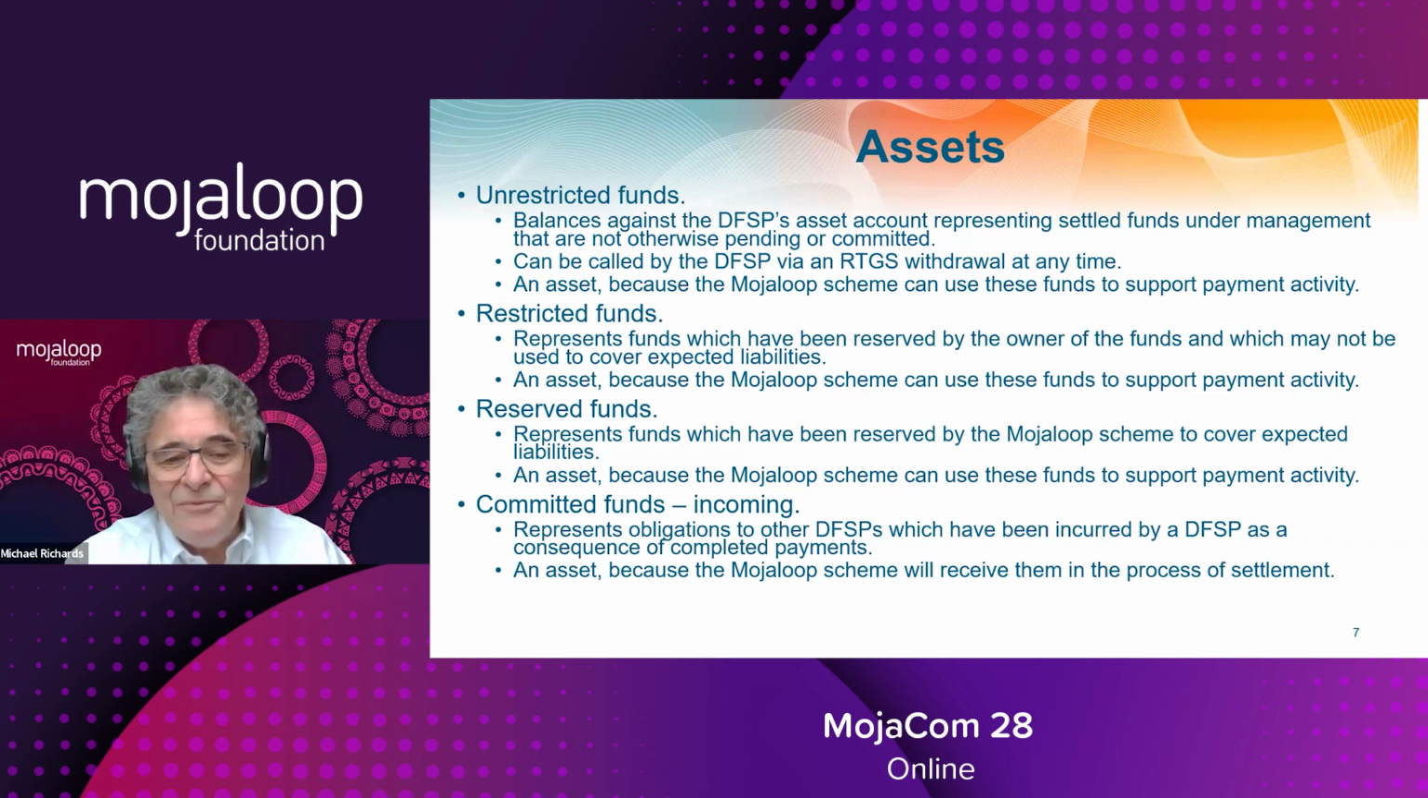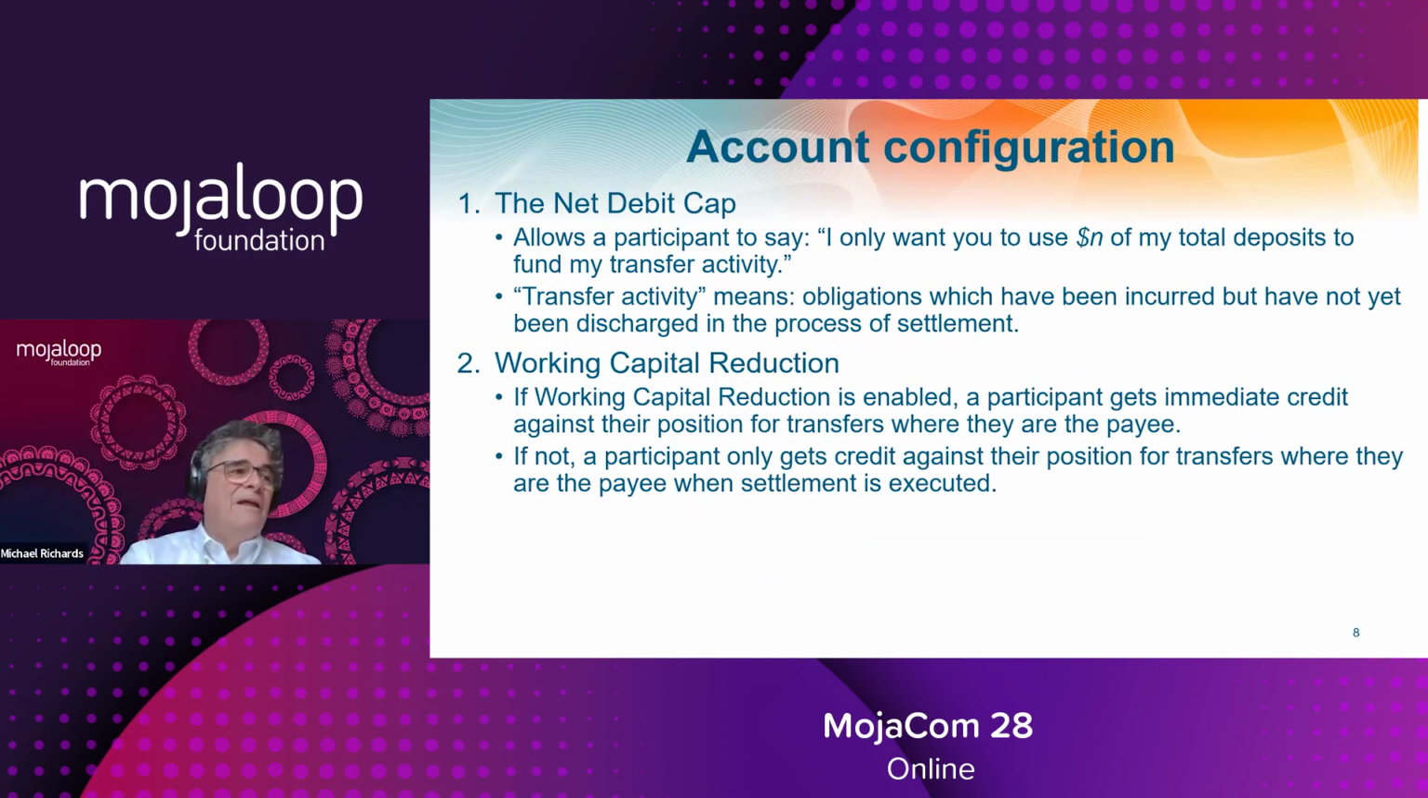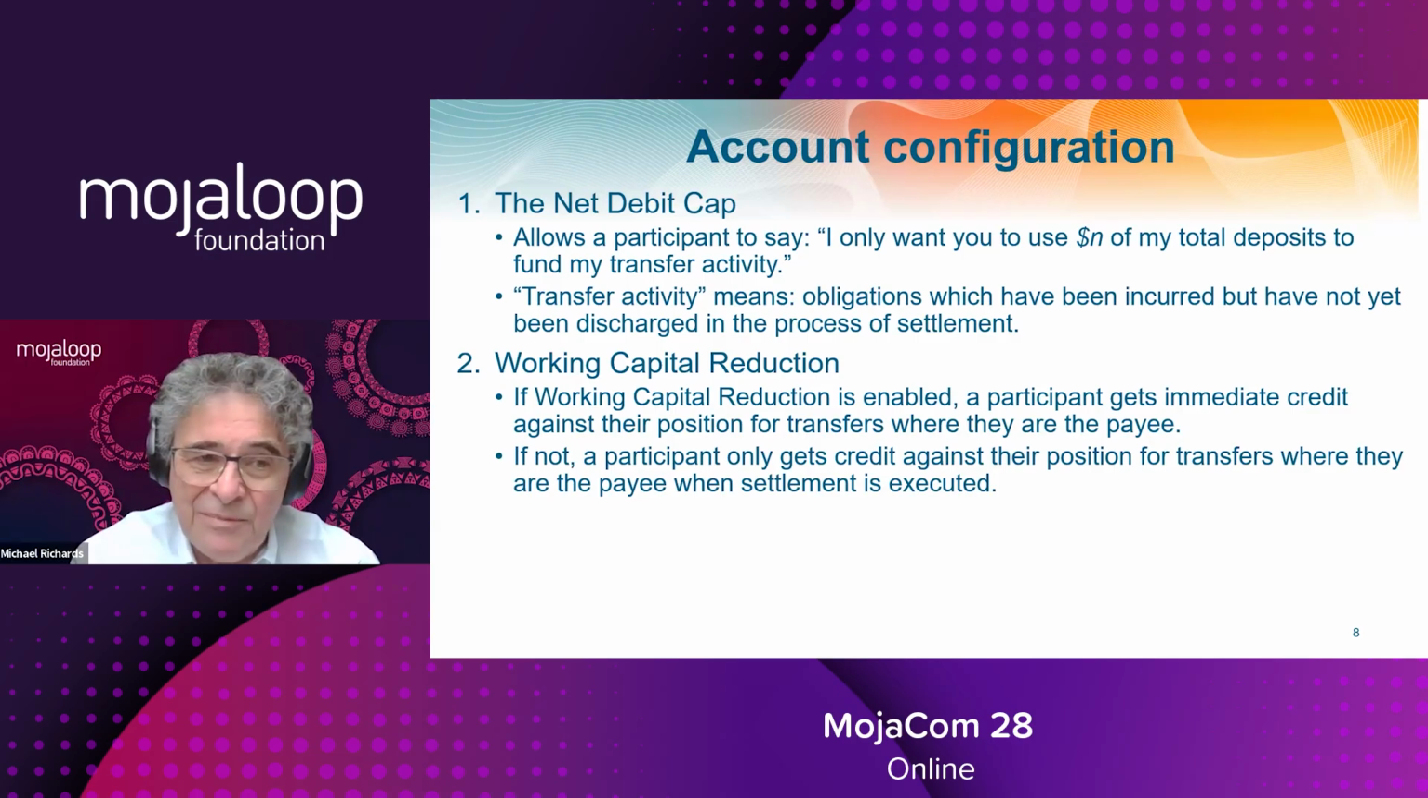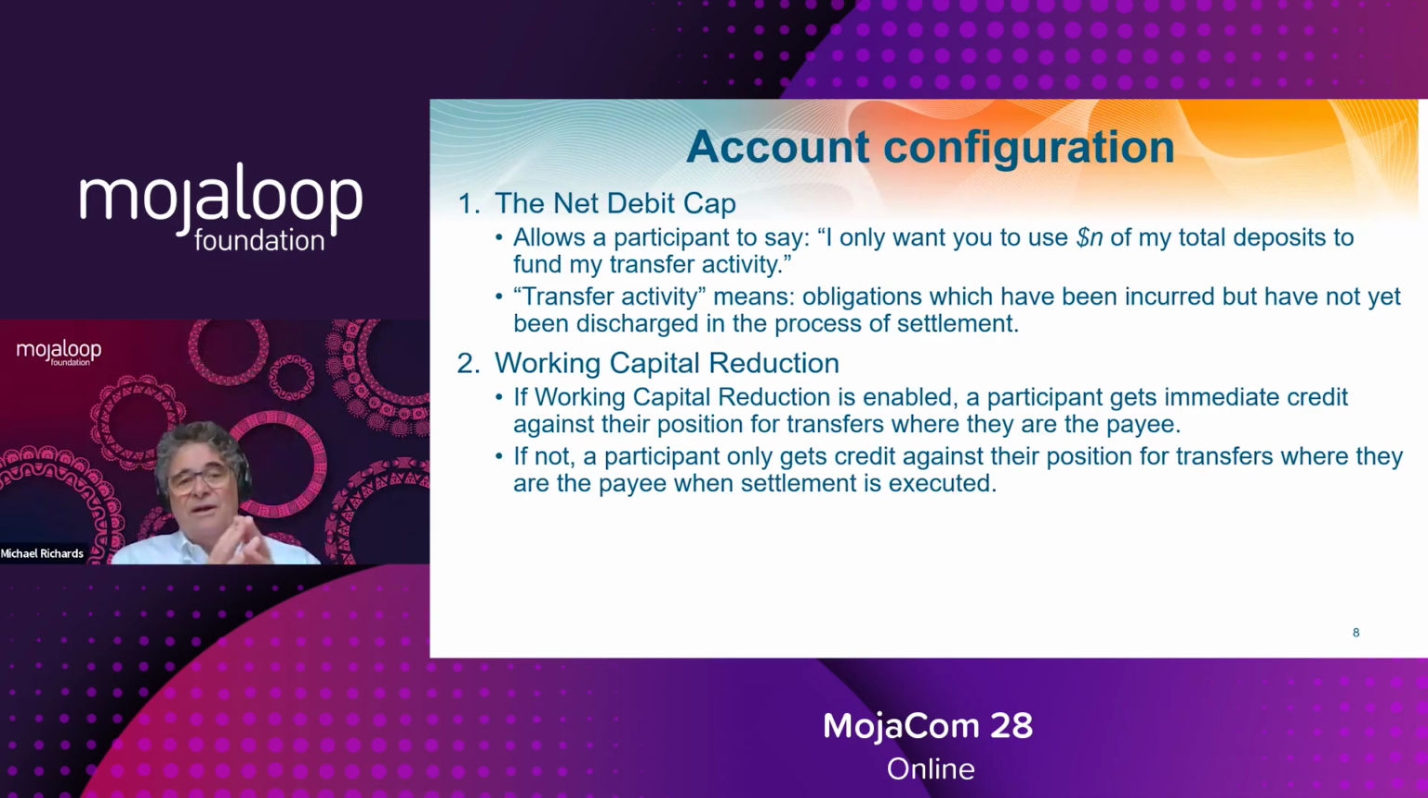Now, there are 2 additional aspects that we need to think about. I've talked about one of them a bit already, but I will just talk a little bit more about it. The net debit cap allows a participant to say, I only want you to use this amount of my total deposits to fund my transfer activity. And in this context, it's important to notice that transfer activity means obligations which have been incurred but have not yet been settled. So once an obligation has been settled, it no longer counts in the net debit cap.